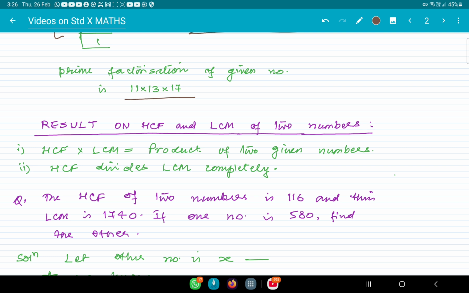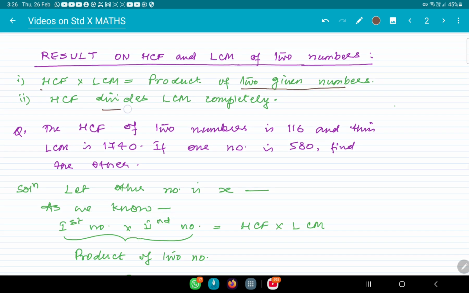now the result of HCF and LCM of two numbers. HCF into LCM will be equal to the product of the two given numbers. Or instead of the product of two given numbers, we can also say that HCF into LCM is equal to first number into second number. Next, HCF divides LCM completely. So remember these things, they are very important.